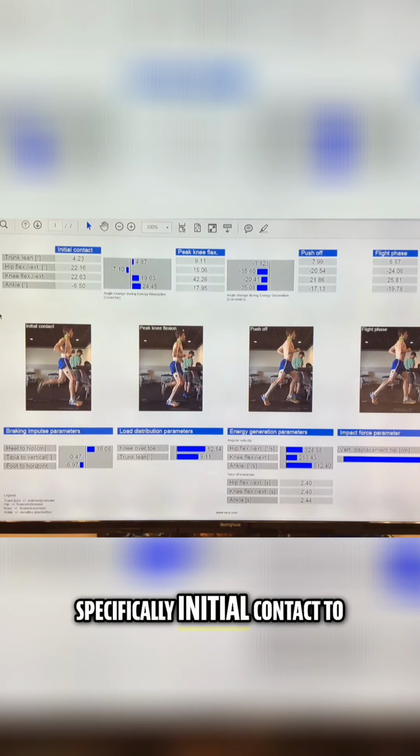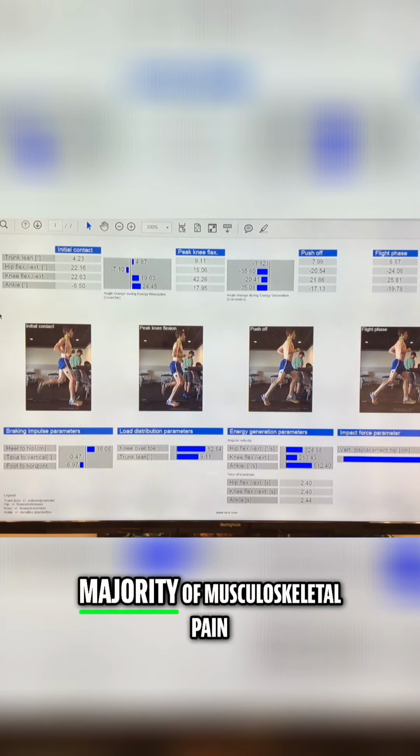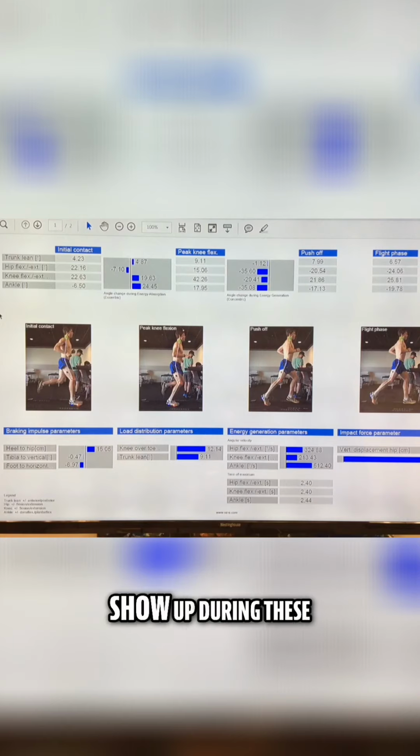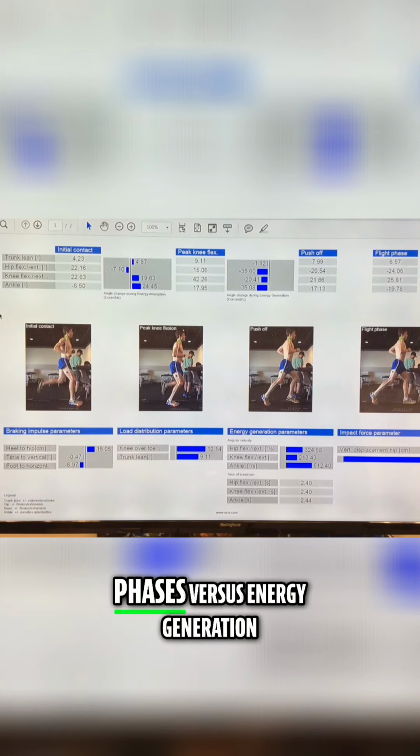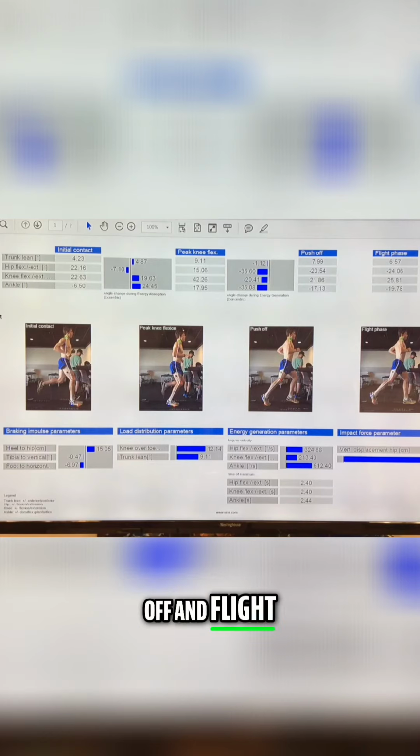When we look at a gait analysis, what we're really paying attention to is the energy absorption phases, specifically initial contact to peak knee flexion. We see a vast majority of musculoskeletal pain show up during these phases versus energy generation. So we're thinking push off and flight.